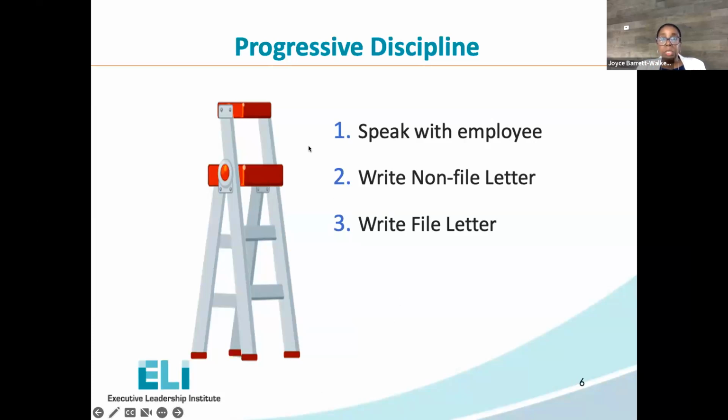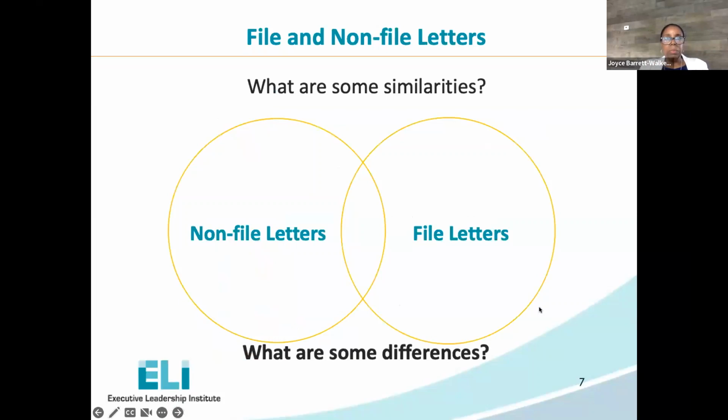In this presentation, I am going to show you sample letters. Here we have file letters versus non-file letters. What are some similarities? What are some differences? Please take about 3 minutes to put some comments in the chat that we can share with everyone. And this sometimes is very important, especially to new principals.